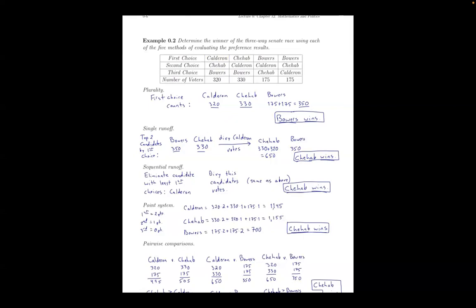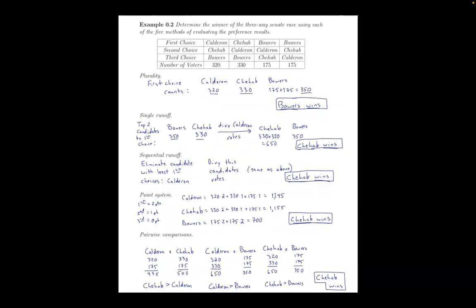Now, in this case, the sequential runoff, when there are 3 candidates, turns out to be the same as the single runoff, because in the sequential runoff, you eliminate the candidate with the least first choice votes. Well, when we do that, we realize that Calderon, again, has the least number of first choice votes at 320. So Calderon is eliminated, and then we divvy up Calderon's votes among the remaining candidates.